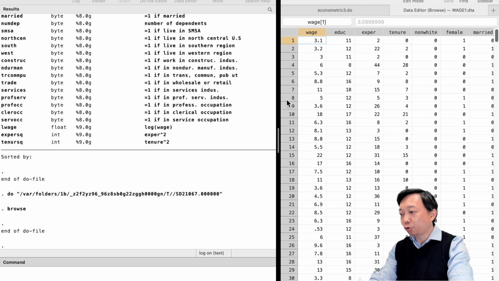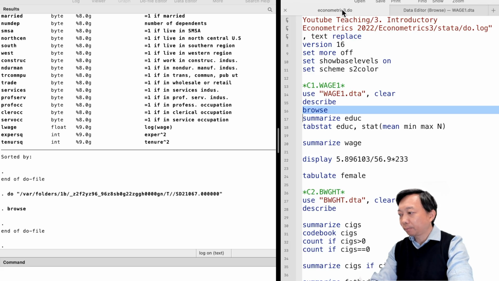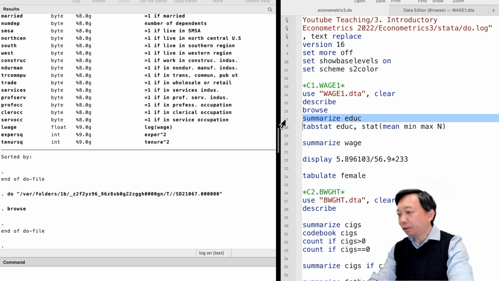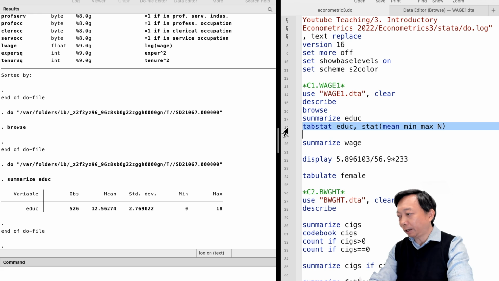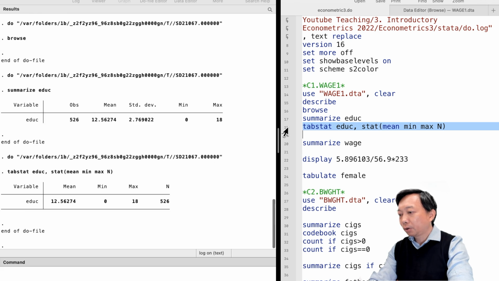To find the average education level, we can use the summarize command. We see the mean, the maximum, and the minimum values of the variable. The average education level is 12.6 years of education. The lowest years of education is 0, and the highest years of education is 18. We could also use the command tabstat to find the same results.